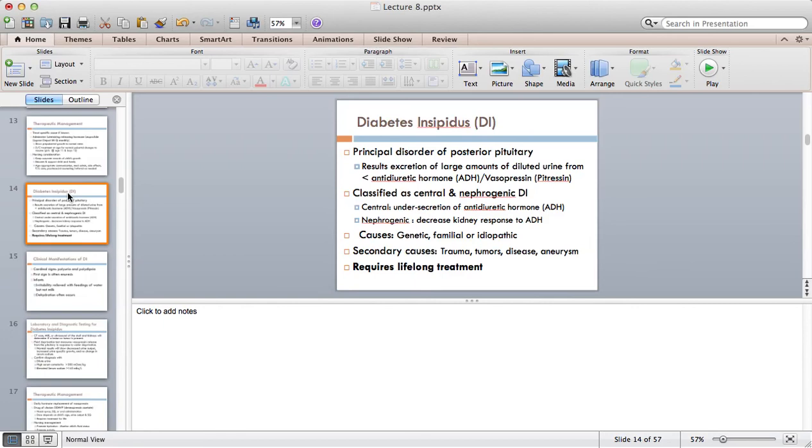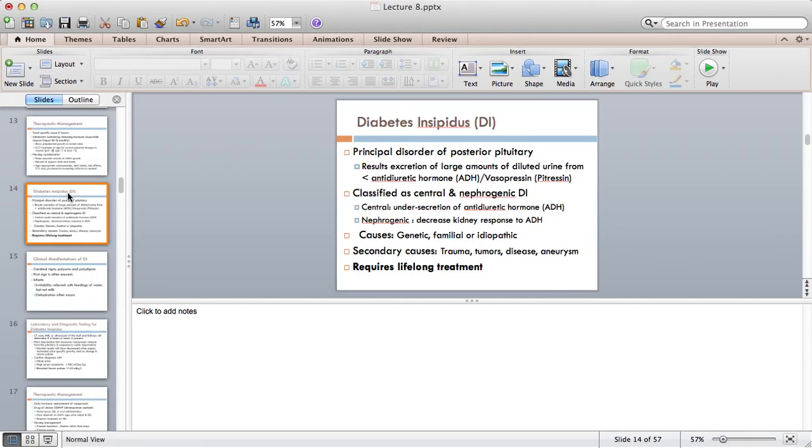So what you see is that that can be from trauma to the pituitary gland, and because the renal system is not getting enough antidiuretic hormone, it's like a free for all.